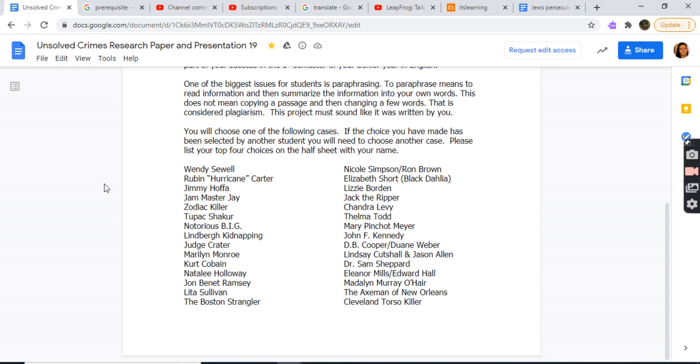Notorious B.I.G., Lindbergh Kidnapping, Judge Crater, Marilyn Monroe, Kurt Cobain, Natalie Holloway, John Bennett Ramsey, Lita Sullivan, The Boston Strangler, Nicole Simpson and Ron Brown, Elizabeth Short, Black Dahlia, Lizzie Borden, Jack the Ripper, Chandra Levy, Thelma Todd, Mary Pinchot Meyer, John F. Kennedy, D.B. Cooper, and Dwayne Weber. Lindsay Cutshaw, and Jason Allen. Dr. Sam Shepard, which is I did that project, Eleanor Mills, Edward Hall, Madeline Murray O'Hare, the Axeman of New Orleans, Cleveland Torso Killer.